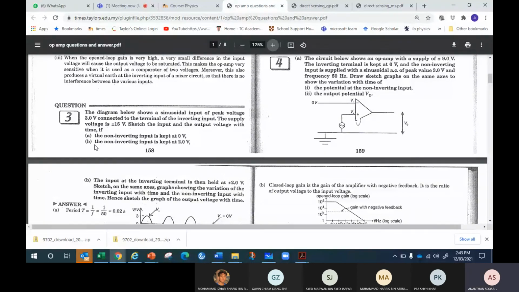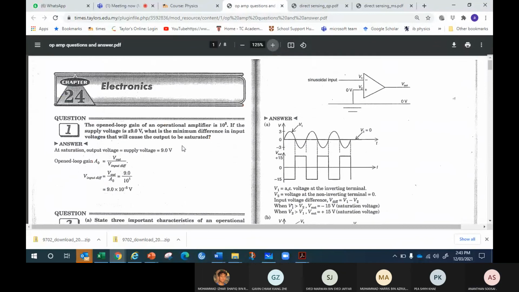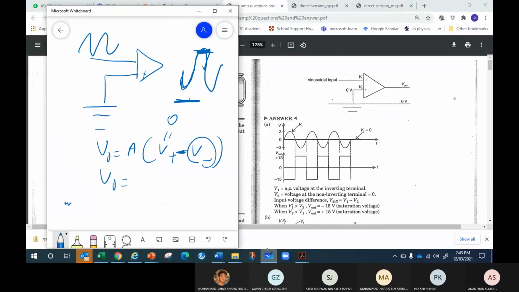Now the second case: the non-inverting input is now kept at 2 volt. How is the graph going to look? It means the positive input is not 0 anymore. They put 2 volt there, so positive is now 2 volt.